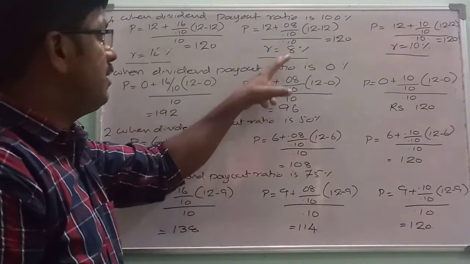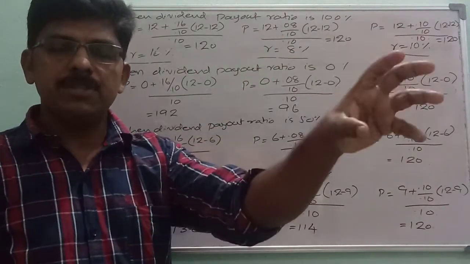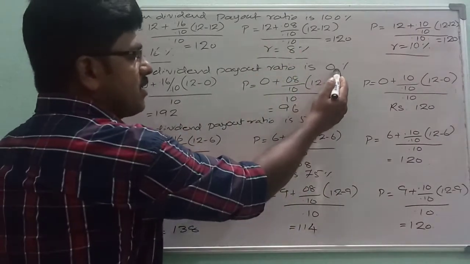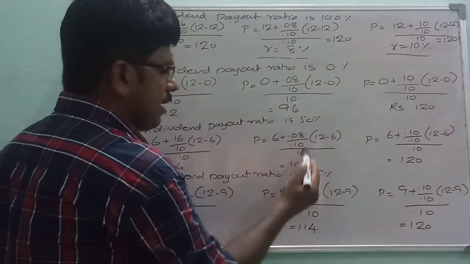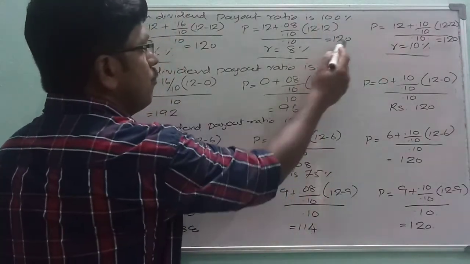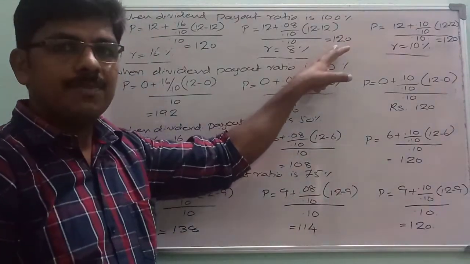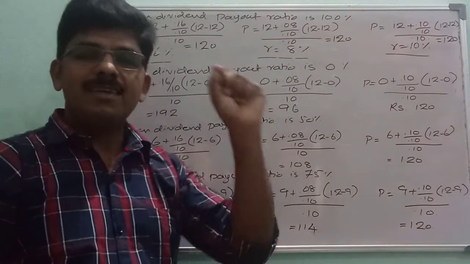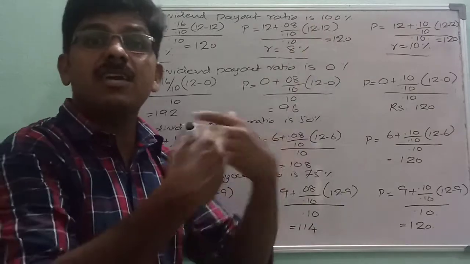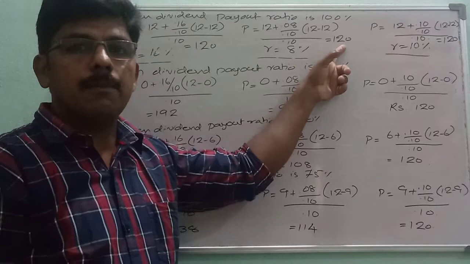Now when internal rate of return is lower than cost of equity, cost of equity is 10%, when internal rate of return is 8%, look: when not declaring, 96; when declaring 50%, 108; when declaring 75%, 114; when declaring 100%, it increased to 120. 96, 108, 114, 120. So what is better? When internal rate of return is less than KE, it is better to declare the entire earnings. Declare the entire earnings as dividend. Only then can you maximize your market price.